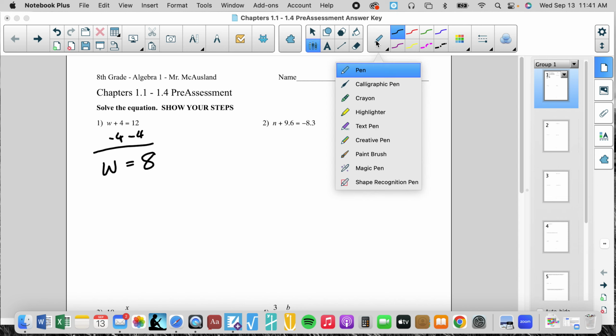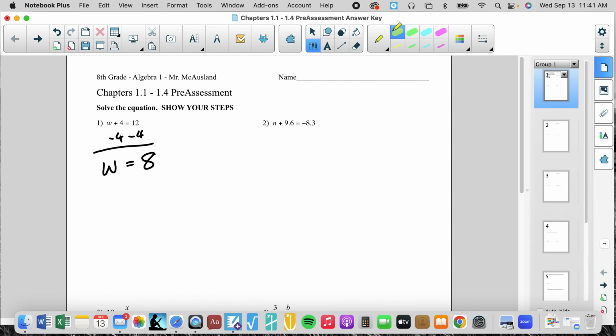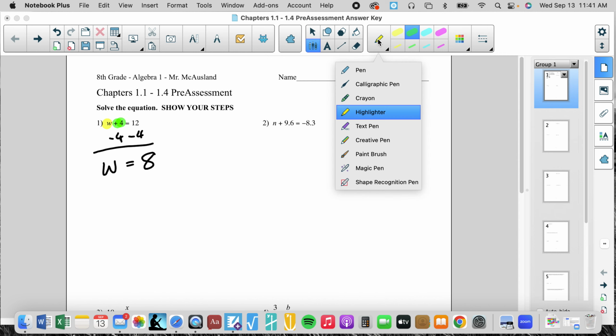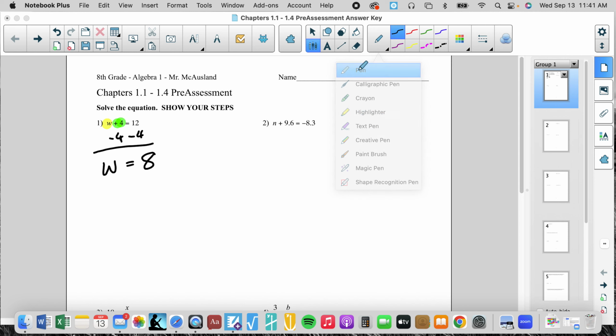Our objective is to isolate the variable, and we have to look and see what is happening to the variable. 4 is being added to it, so the inverse of adding 4 is subtracting 4. So that's why we subtract. We have to keep it balanced, so we're going to subtract 4 from both sides.